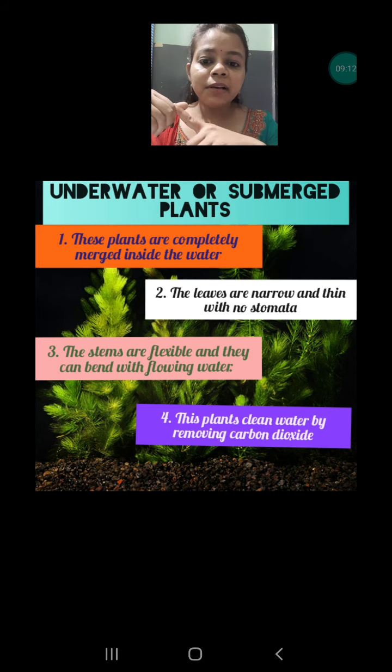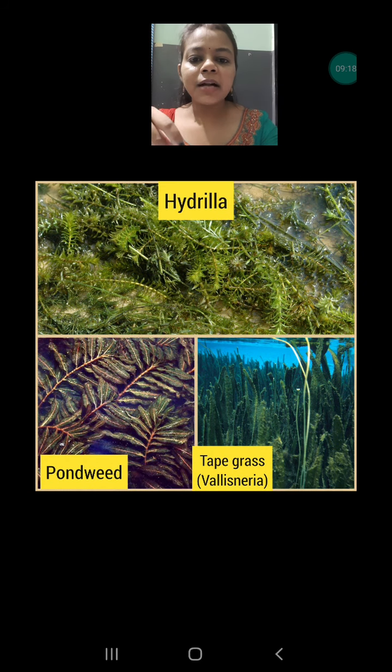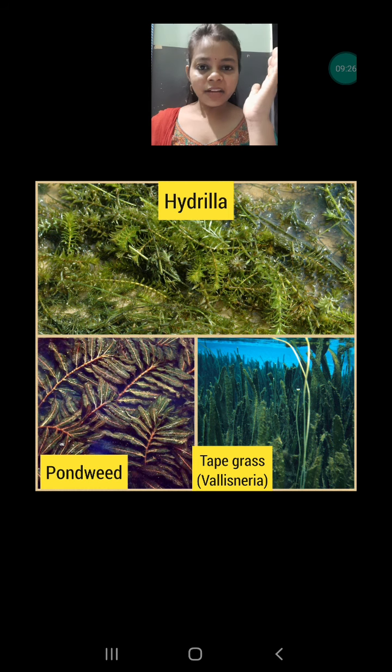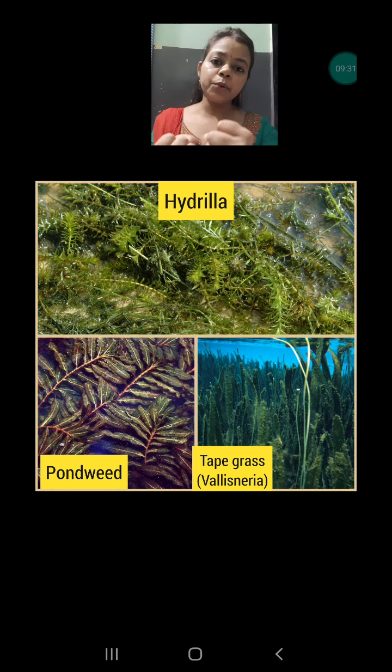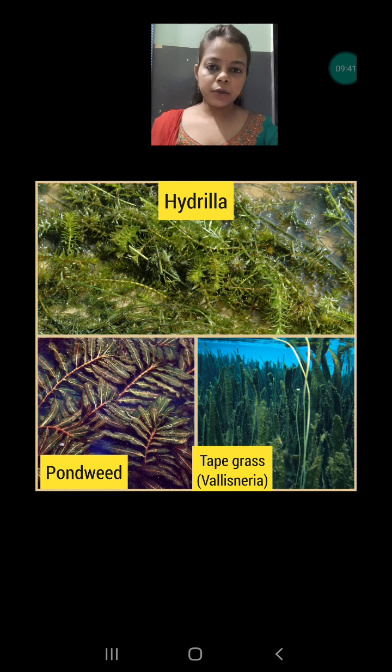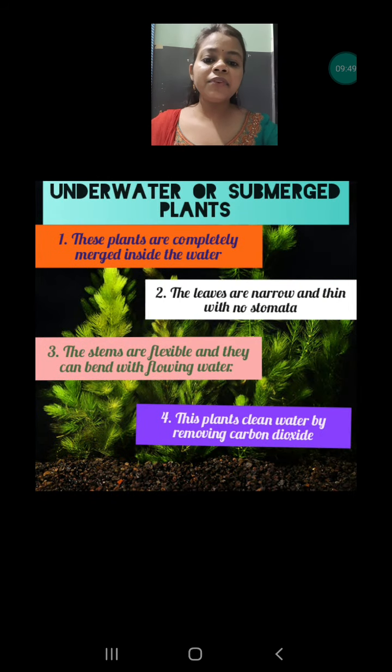The stems are flexible and they can bend with the water flow. You can see these plants have very, very soft and thin stems. Why? Because if they have hard and thick stems, the water keeps on flowing and the water can break their stems, and it will be very difficult. You all know, when the water flows, it creates resistance for the plant. Okay, they can be moved away. Or due to the water pressure, their stems can be broken if they are not soft and flexible.